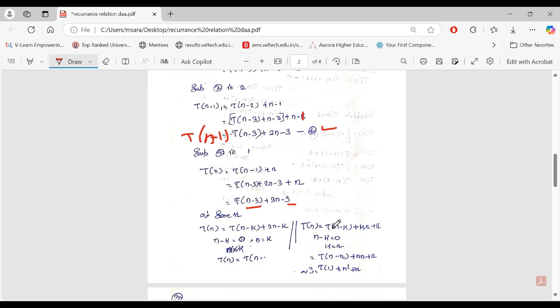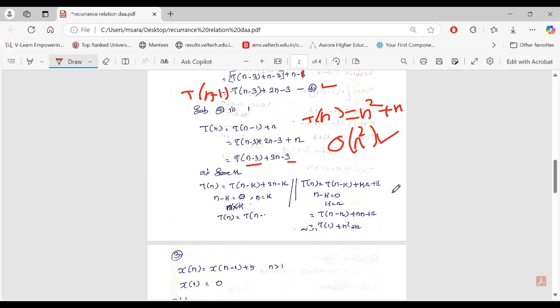First, I replace the equation with n minus k equals 0, k equals n. So T of n minus n, equals n into n plus n. This equation becomes 1, n into n becomes n squared plus n. So our output, the T of n value, equals n squared plus n. The highest order is n squared, so the time complexity of this equation is big O of n squared.